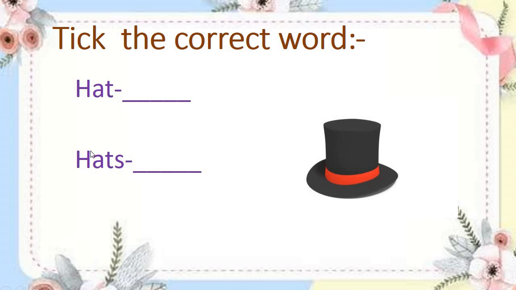H-A-T, hat. So, where we have to put the tick? Here. H-A-T, hat. There is only one hat, no? So, we have to put the tick mark in the hat. Understood? See what you have to do? Tick mark. Hat. Only one hat. So, we are putting a tick mark.